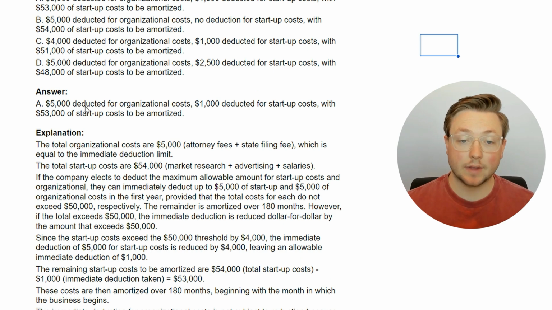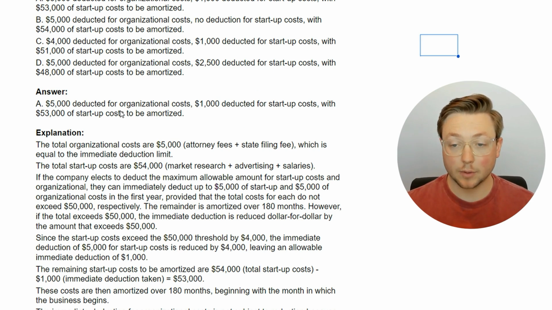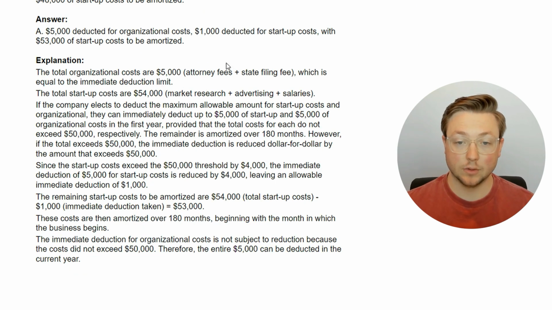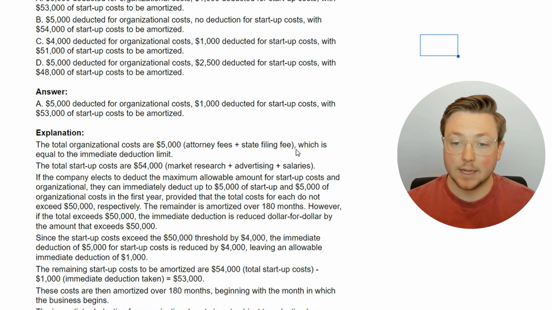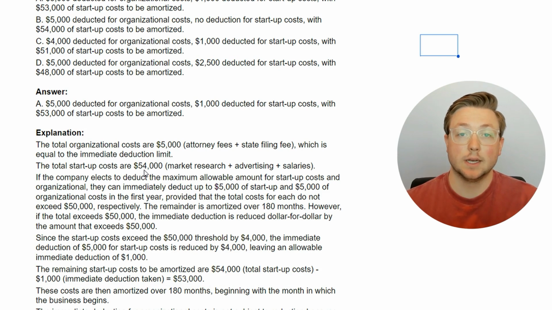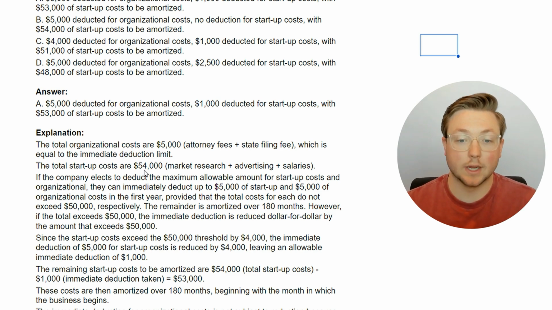All right, the answer is $5,000 of it can be deducted as organizational costs, $1,000 of it can be deducted for startup costs, and $53,000, so the rest, will be amortized. So let's learn what goes into a startup cost and organizational cost. The total organizational costs are $5,000. So apparently attorney fees and state filing fees. So that kind of seems like legal stuff, so those count as organizational costs. So that seems like something that would be to be able to organize, not necessarily to start the business, which will be some other stuff that we look at, but just to legally be organized as a business.